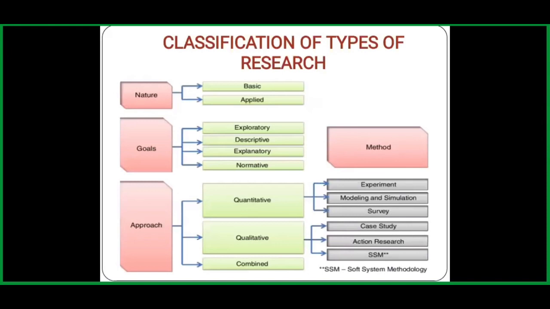Now, when we talk about the classification of the types of research, this is also again not an exhaustive list. Due to paucity of time, I have incorporated only the most important researches. And herein we'll talk about the classification of the types of research on the basis of nature of research, on the basis of goals of research, on the basis of approach of research.